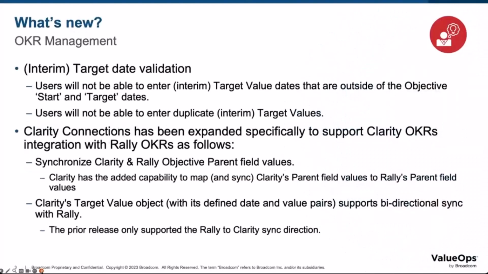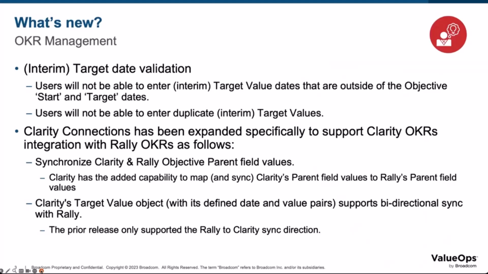So what's new? First up, we've improved interim target dates and the use of that within Clarity's OKR solution in terms of validation. We wanted to make sure that there were measures in place where users could not enter an interim target value date that was outside of the objective's start and target dates. And we also wanted to make sure that the user could not enter a duplicate interim target value.